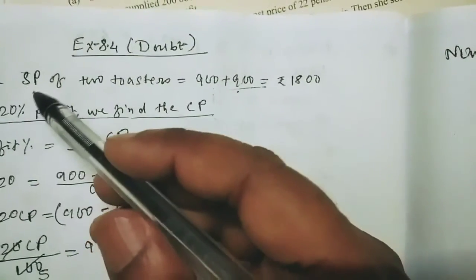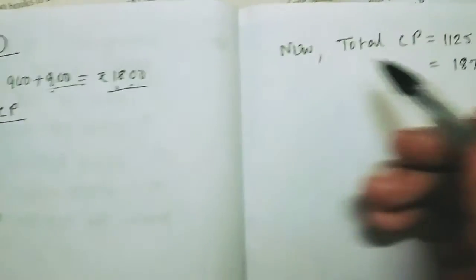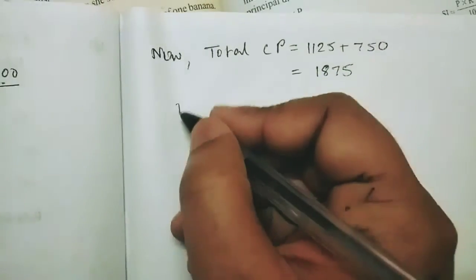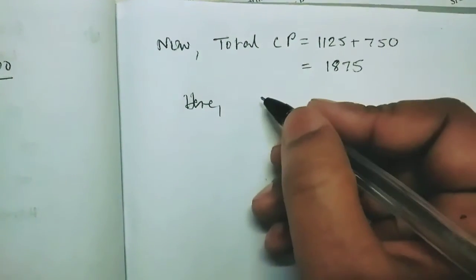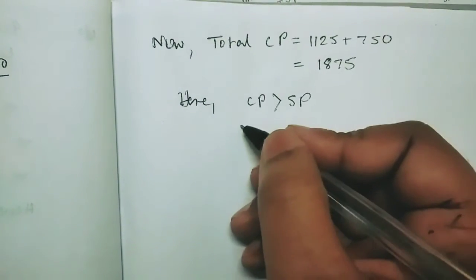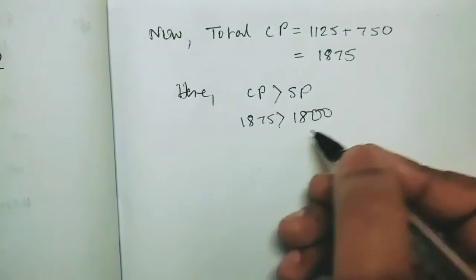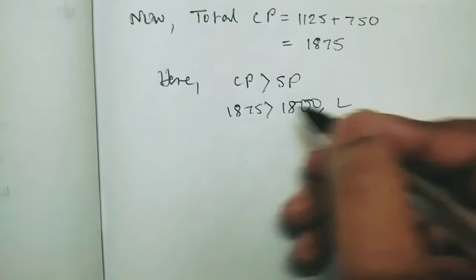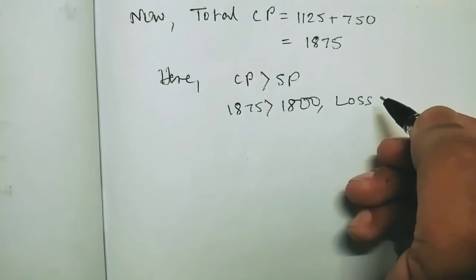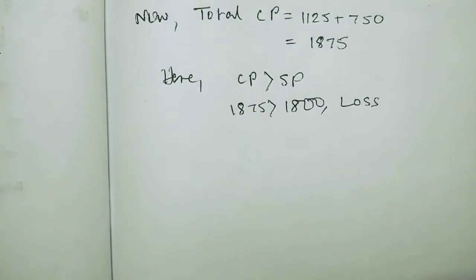Total SP we got 1800, that means 1800. Okay, this one, and total CP we got 1875. So which is more? Here we can see what is more? CP is greater than SP. Because why? CP is 1875 and SP is 1800. So here loss happens because CP is greater than SP. So loss, here loss is happening. So now here you can write that in this whole transaction loss is happening.